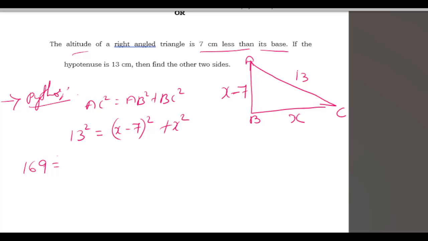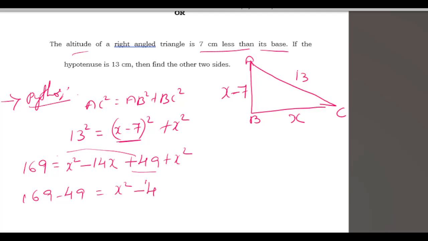169 is equal to. Take the identity: that is x square minus 2AB, so minus 14x, plus 7 square is 49, plus x square. So we will take it to the right side. So 169 minus 49 is equal to x square minus 14x. 169 minus 49 is 120. So 120 is equal to x square minus 14x.